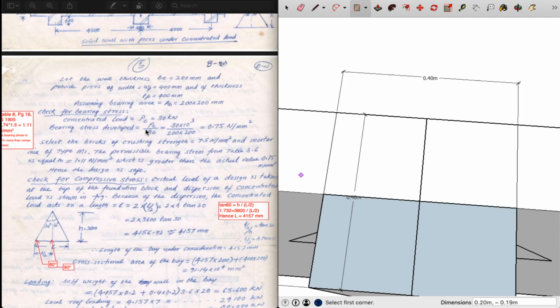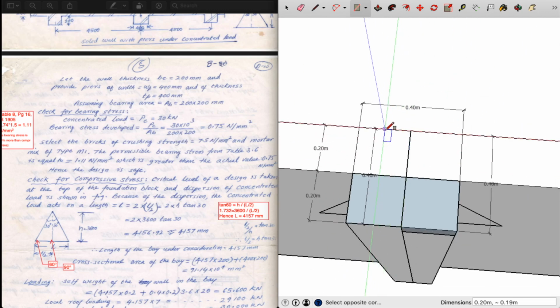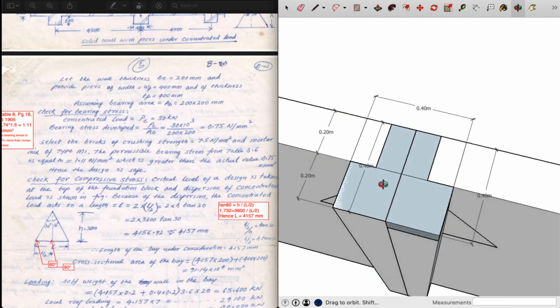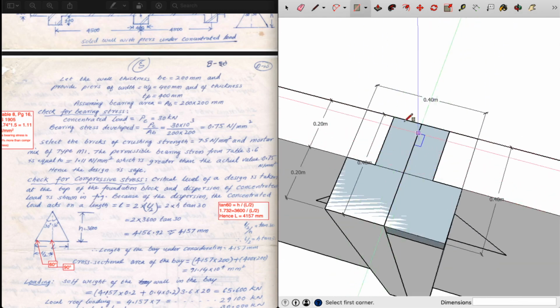So, moving on, let's check for the bearing stress. Bearing stress usually happens by virtue of concentrated load, as already discussed. So load by area is nothing but the stress developed. Load 30 kilonewtons, area 200 by 200, 200 times 200 mm square. On simply solving that, we get 0.75 Newton per mm square, which is the bearing stress developed at that particular region.